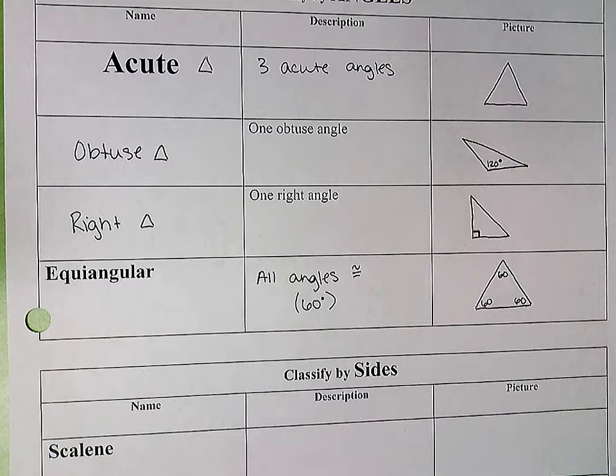Questions on classifying by angles? So with your angles, you have an acute, obtuse, right, and equiangular triangle. Those are your 4 different types there.